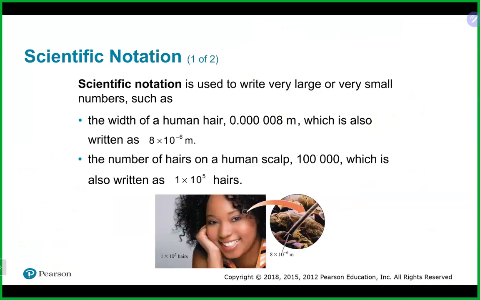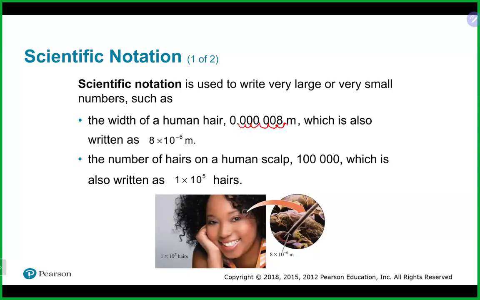Here again, if we look at this, 0.000008, we're going to go one place, not going to give us a number between 1 and 10, 2, 3, 4, and 5, and one more makes 6. And that moves us to 8 times 10 to the minus 6 meters in this particular case. Once again here, we would assume our decimal point is at the end. 1, 2, 3, 4, and 5 places to the left, giving us 1 times 10 to the 5.